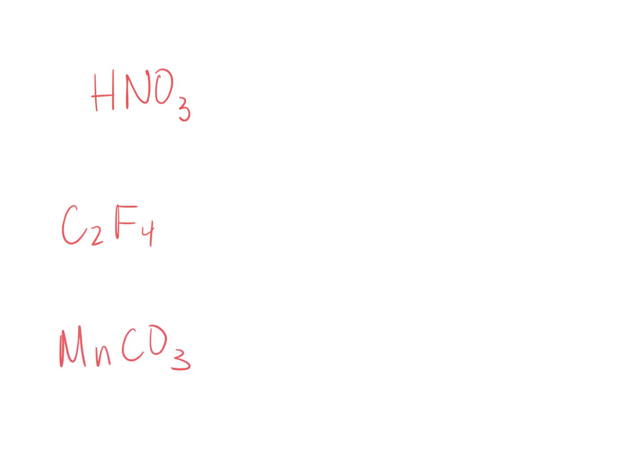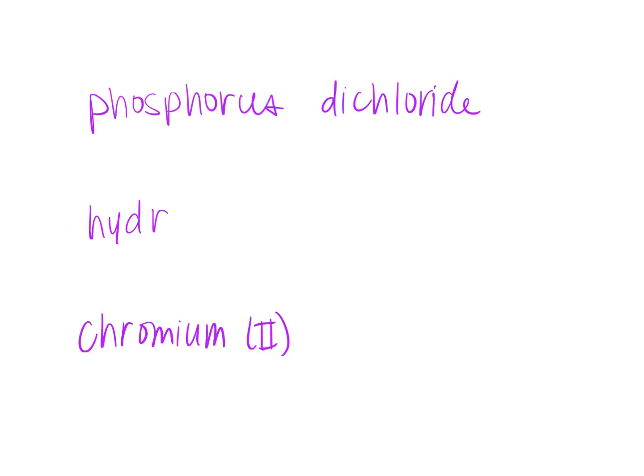Let's try some here. I'm going to give you all the formulas first. So you're going to give me the written name for these ones, okay? So let's try this. Okay, there's your three. So you've got to figure out, are they ionic, covalent, or an acid? And then we're going to use the correct naming system to name them. If you've got questions, raise your hand.